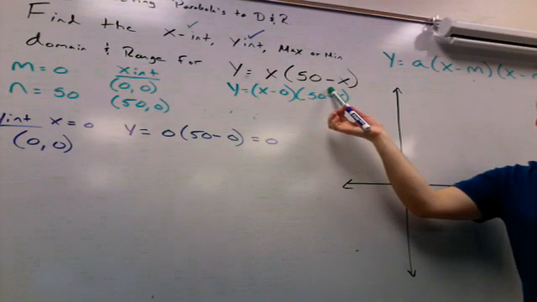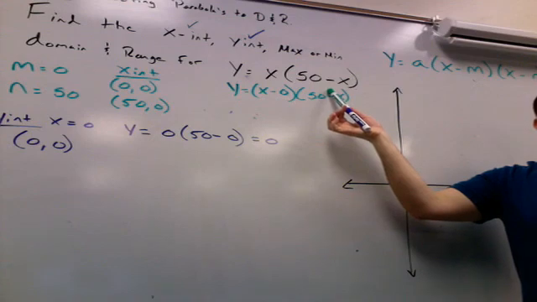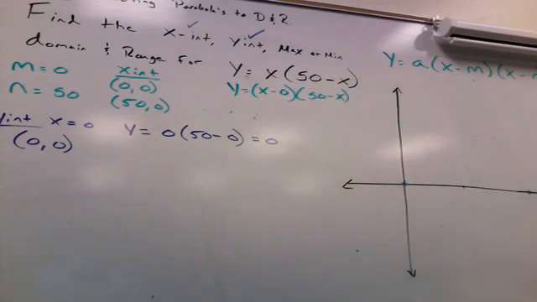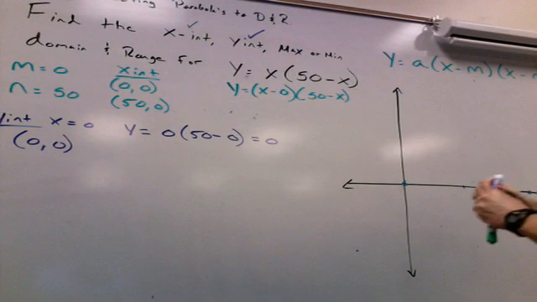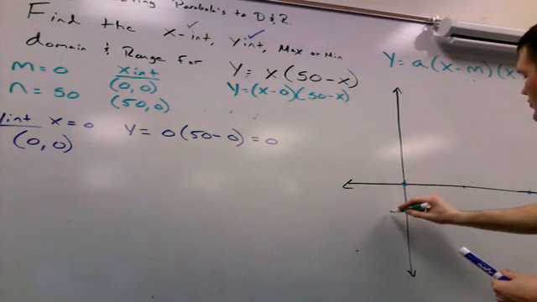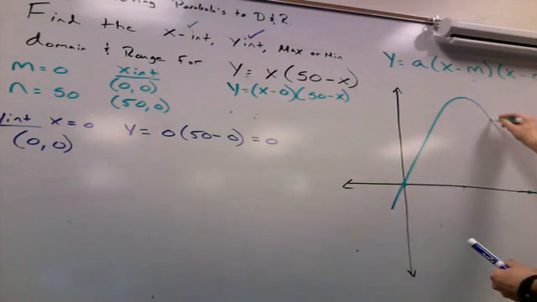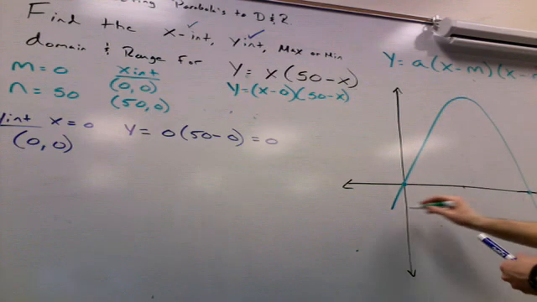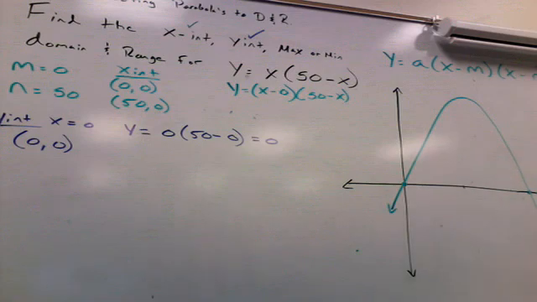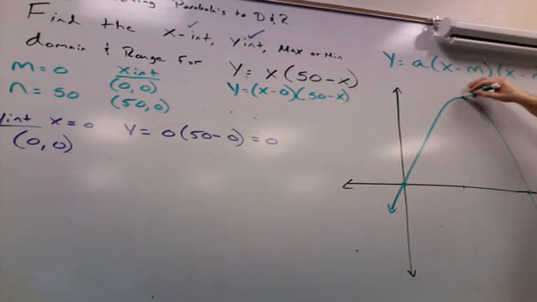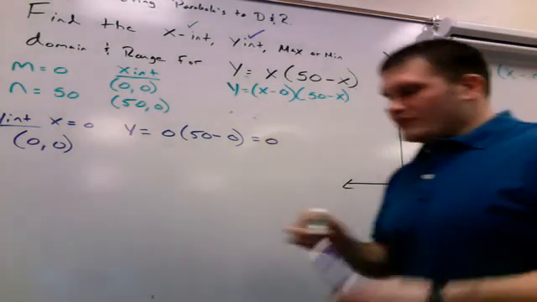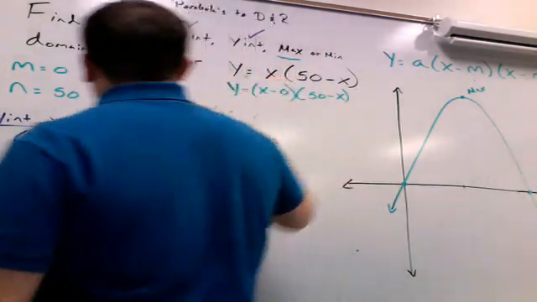So is it going to be a max or min? Max. If our a is negative, it's going to open down, right? It's going to look like this. That's going to be our parabola, right? So we're going to have a max. That point right there is going to be a max, so we're going to try to find a max.